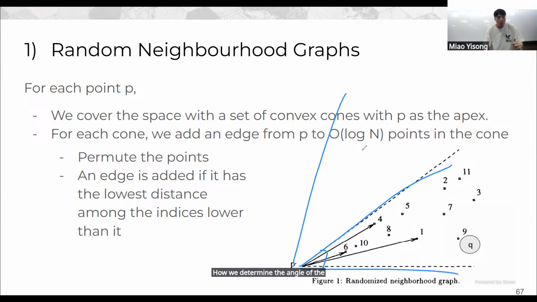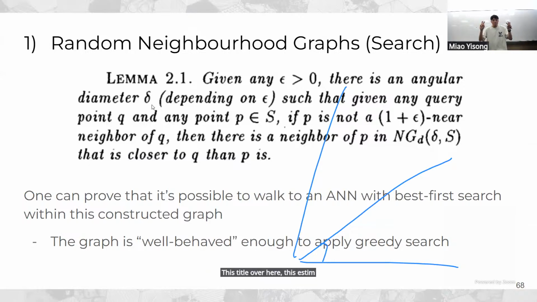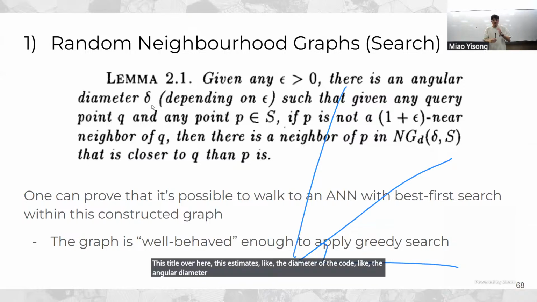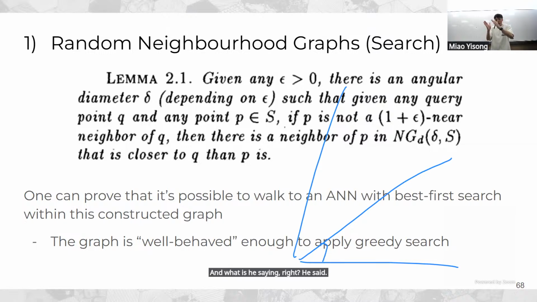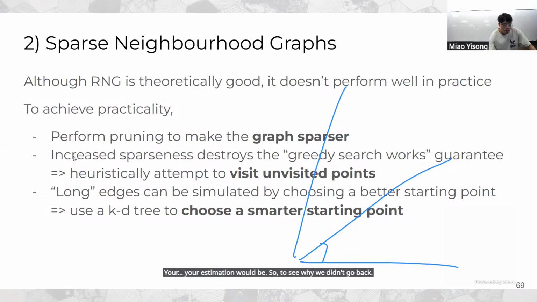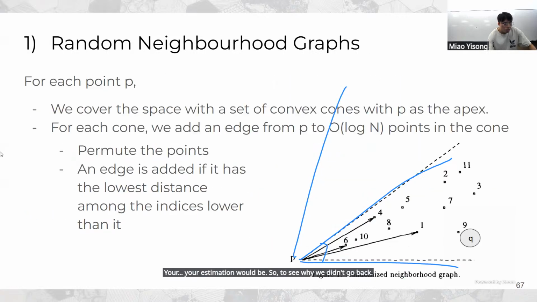That actually comes from this diameter over here. This estimates the diameter of the cone, or the angular diameter of the cone. What this is saying is that the wider your diameter, the wider your cone, the less accurate your estimation will be. To see why, maybe we can go back to the previous picture again and try to illustrate why it is less accurate if we expand the angular diameter of the cone.